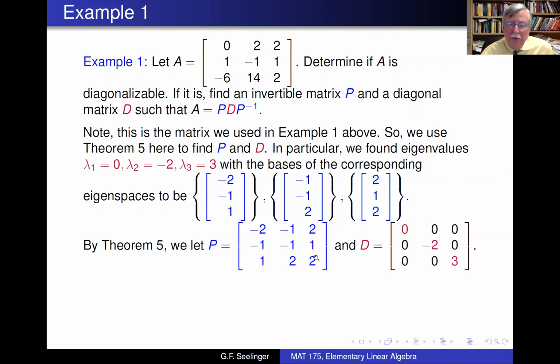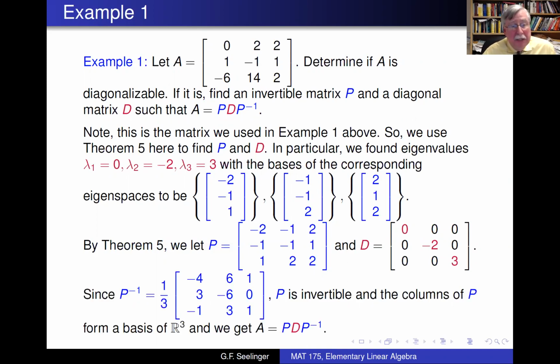I could rearrange the order of these columns, but if I do, I also have to rearrange the order of these diagonal entries for it to work. In other words, if I took this vector and put it at the end, I'd have to take this eigenvalue and put it down here and move these 2 up. I can throw P inverse into my calculator and get this matrix. And you can check that A is equal to PDP inverse. Throw it into your calculators, make sure it works.